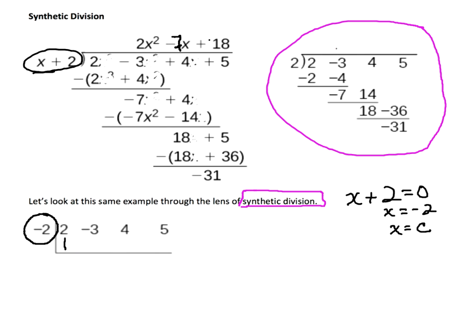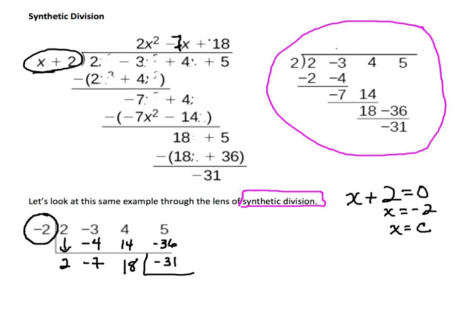So here we go. I'm going to bring down 2. I'm going to multiply with C, which is -2. So -2 times 2 is -4. Write my result in the next column. Combine down, which is -7. Multiply with C. Write my result. Combine down. Multiply with C. Write my result. Combine down. Your last value is always your remainder with synthetic division.